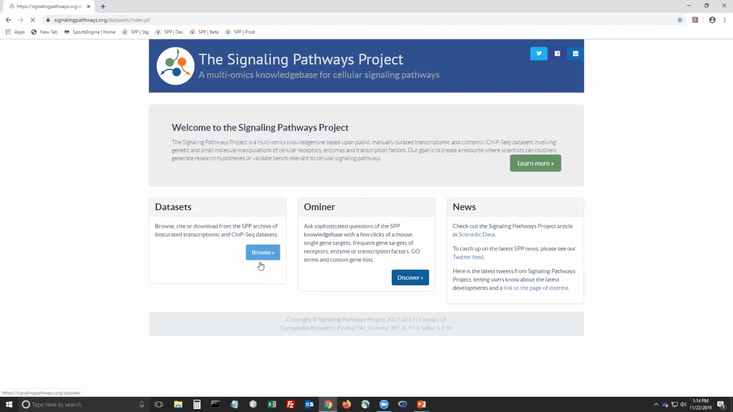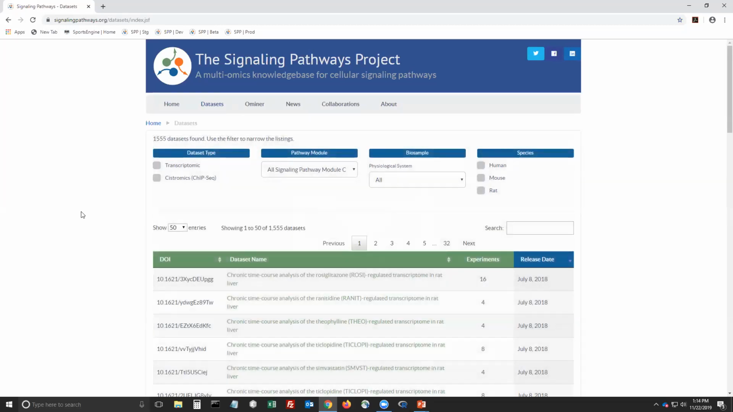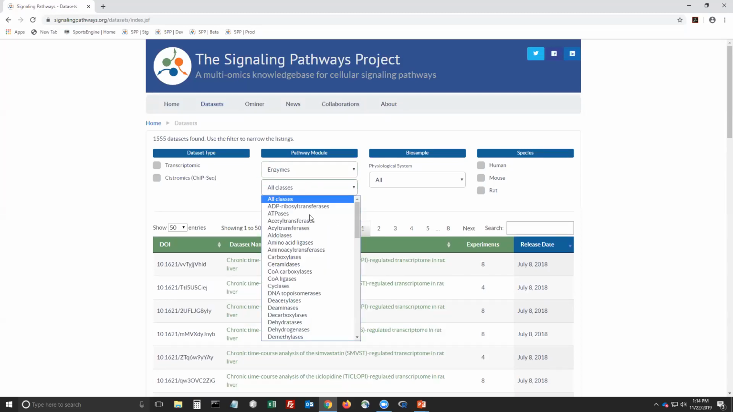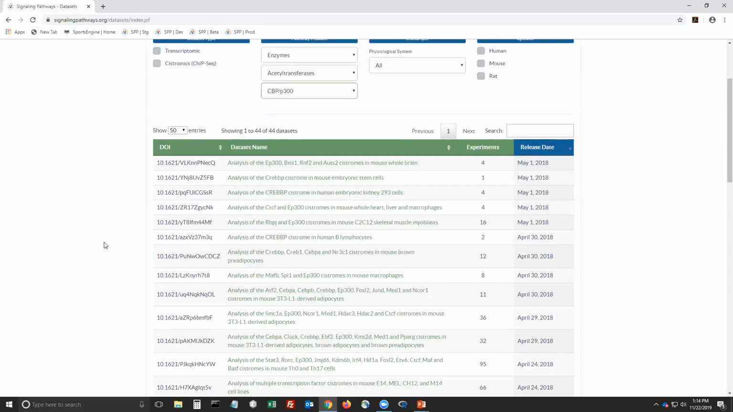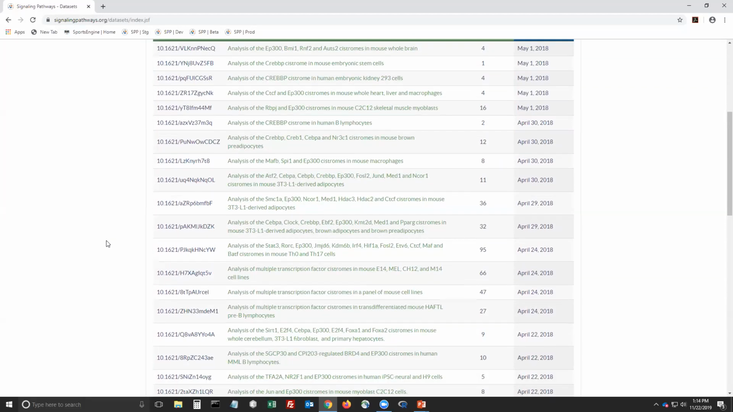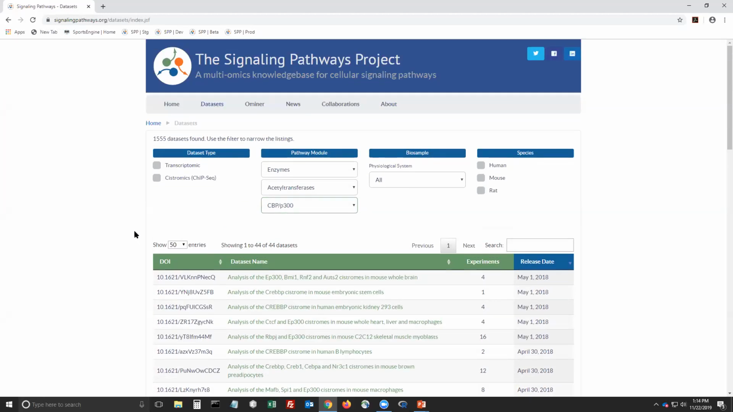Let's say a user wanted to browse or search for all of the data sets relevant to a particular node family. They can do so in the datasets section, where they can use the drop-down menus to define their nodes of interest. So let's say I'm interested in ChIP-seq experiments relevant to the CBP-P300 family. The first thing I do is I enter enzymes, then acetyltransferases, and then CBP-P300. And what you get is a filtered list of just those experiments in SPP dealing with those specific filters. Now, one thing to note is that these menus represent the theoretical scope of SPP.